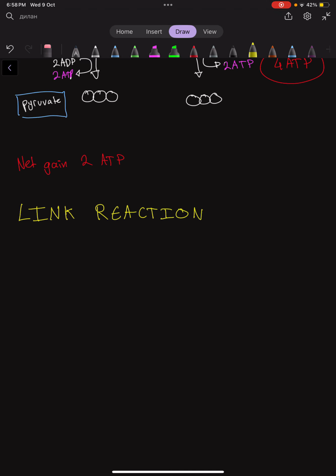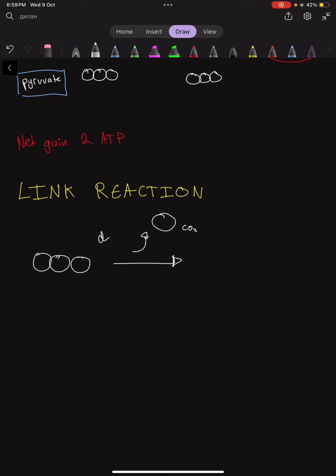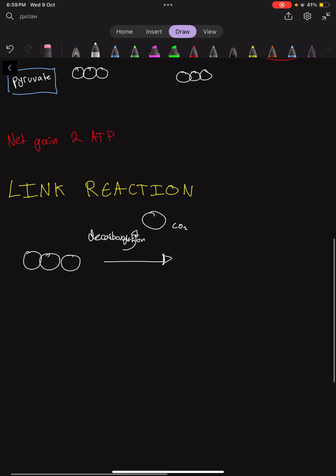Okay, the link reaction, basically what happens is pyruvate gets decarboxylated. So we have this pyruvate right here, 3 carbons. Decarboxylated means a carbon leaving, and it leaves in the form of carbon dioxide. So this is a CO2 molecule, decarboxylation. This just means it's losing a carbon, and in this case in the form of CO2.